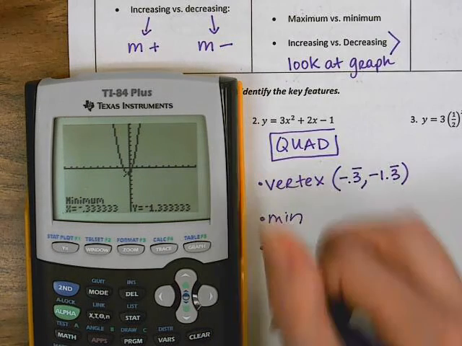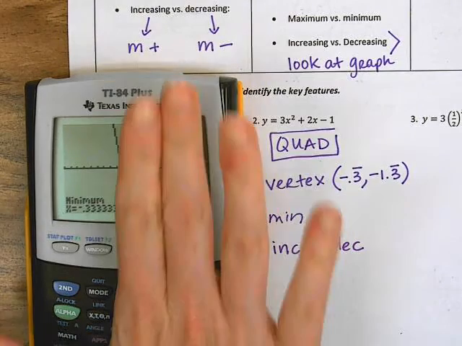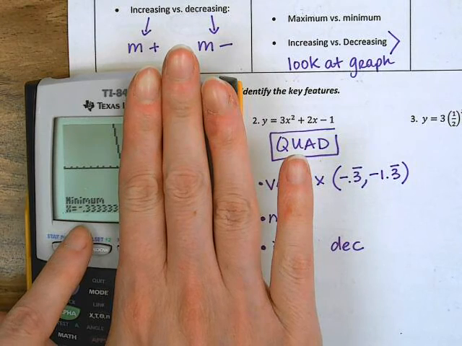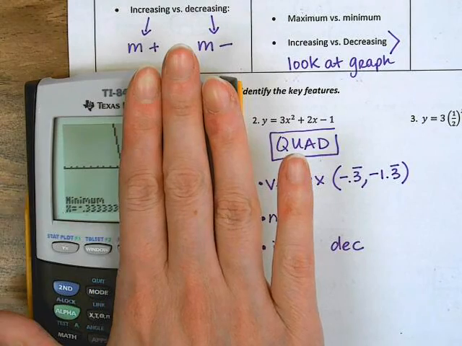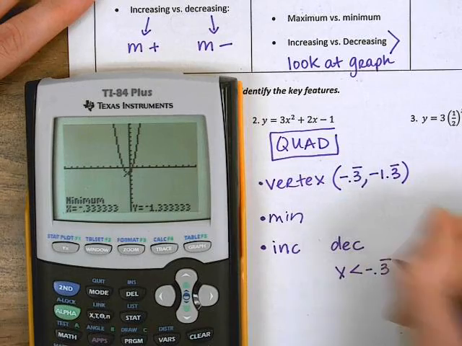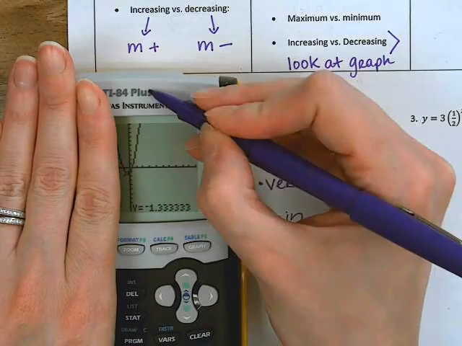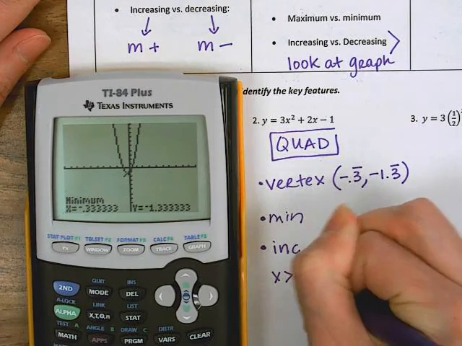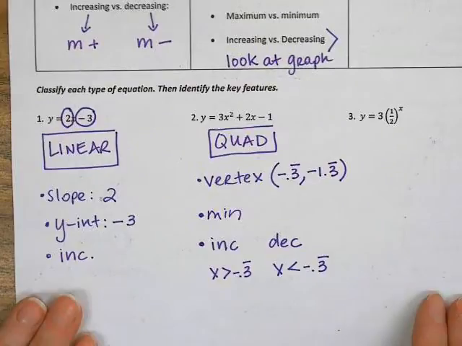Okay, it's a min, and now we need to determine the intervals where it's increasing or decreasing. So if the vertex is at negative 0.3 repeating, left of that it is decreasing. So for decreasing, we're going to say x is less than negative 0.3 repeating. And to the right of the vertex, it's increasing. So for increasing, we say x is greater than negative 0.3 repeating. That was kind of a tough one.